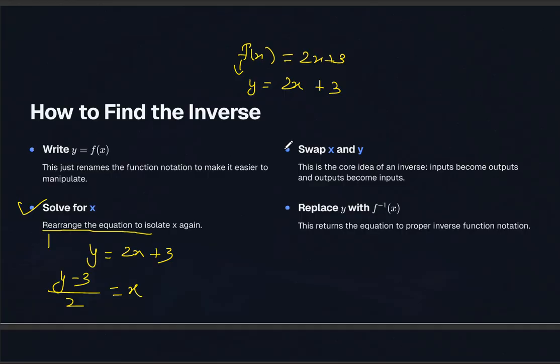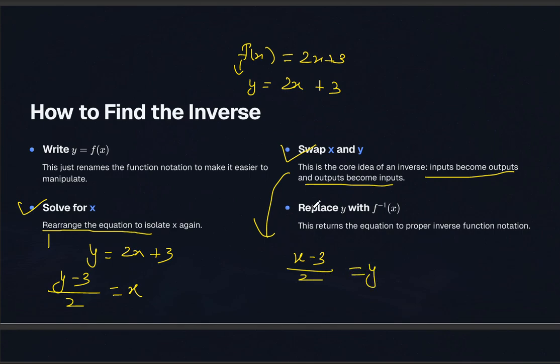Now step 3 says swap the values of x and y. This is the core idea of inverse: input becomes output and output becomes input. What is meant by this line is what we have discussed above. In an inverse function, the output of the original function behaves as the input, and the input of the original function behaves as the output for the reverse function. So this is the third step to find the inverse of a function. We will simply swap the values of x and y.